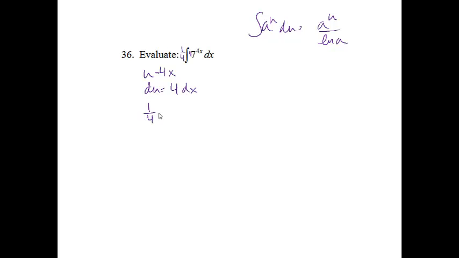So now if I go to rewrite this, I'm going to have 1/4 times the integral of 7 to the u du, and then I'm going to just bring my 1/4 down. The integral of 7 to the u is 7 to the u over the natural log of 7, and then I'll just replace my u back in. I'll get 7 to the 4x divided by 4 ln 7 plus c.